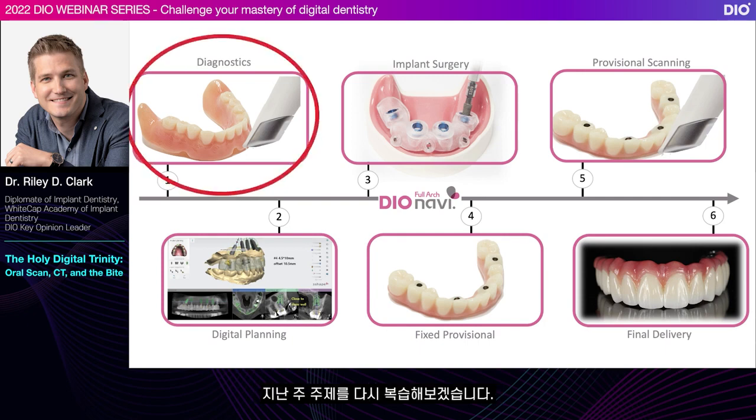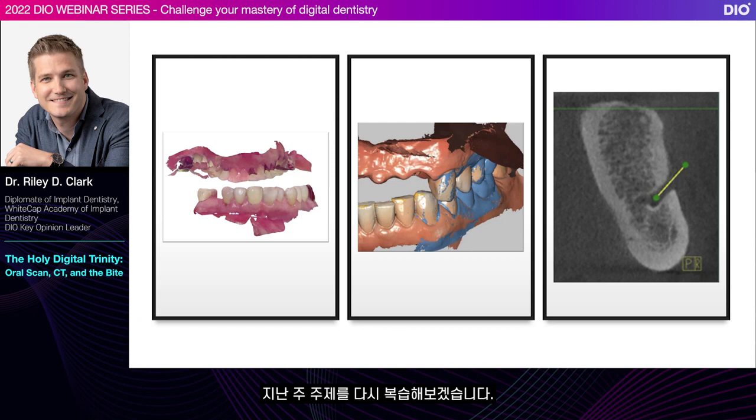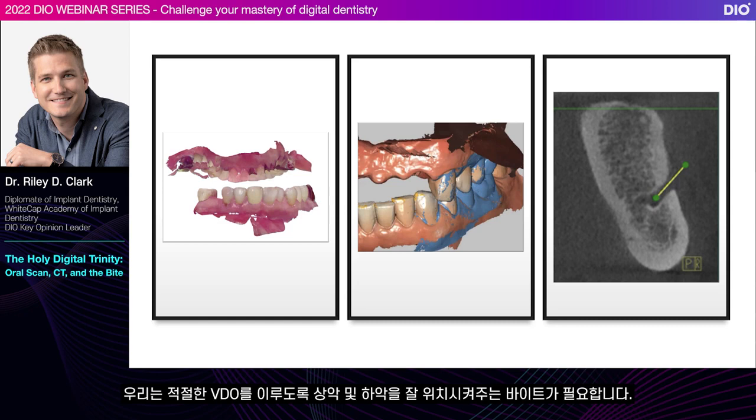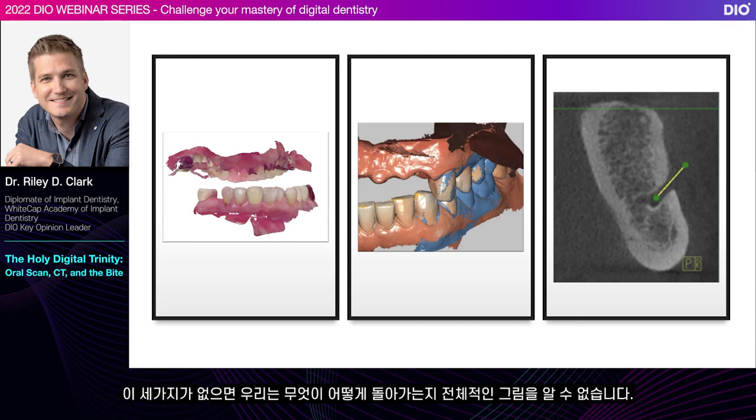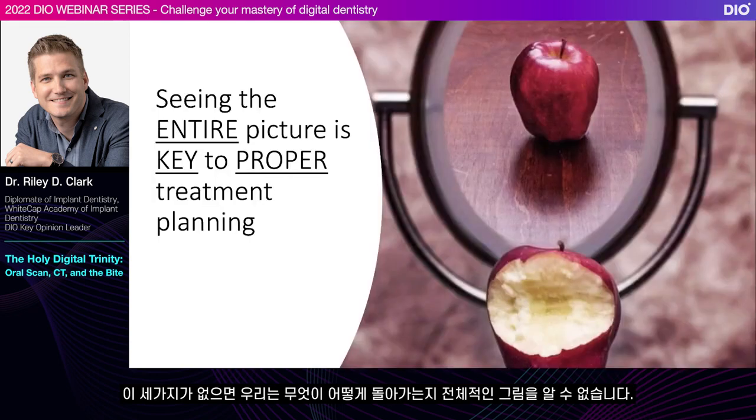So with that said, in review, this is what we're talking about. On the far left there, we need an intraoral scan. We need scan data that is accurate, that is clear. We need a bite that relates the upper and lower jaw to the proper vertical dimension. And then we need to know the osseous structures found in our CT. These are our 3 data sets that we'll be talking about, and without these 3, we really don't have a full picture of what's going on.